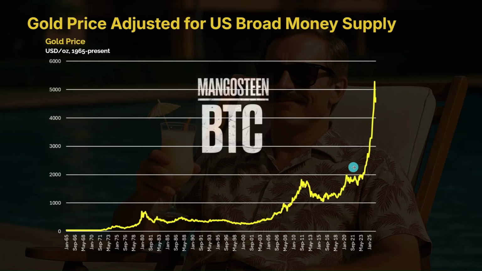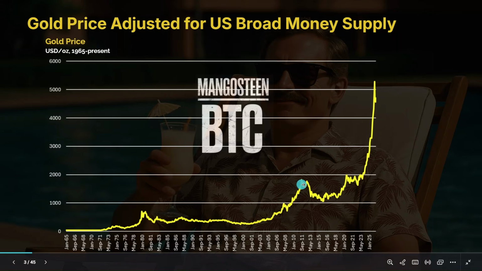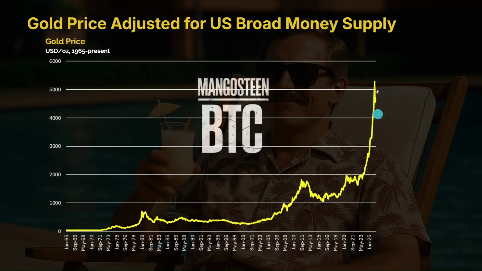To introduce the concept of how I like to go about detecting bubbles in markets, I'm going to use gold. This is the gold price in USD per ounce from 1965 to present. We can see we had a few run-ups, and in the 1980s the price peaked at around $700 or $800 an ounce. Then it got to around $2,000 in the early 2010s, and then we've come back up and finally broken out. But this has played out over 50, 60 years, and that's a long time to wait to see if you can achieve a bubble.